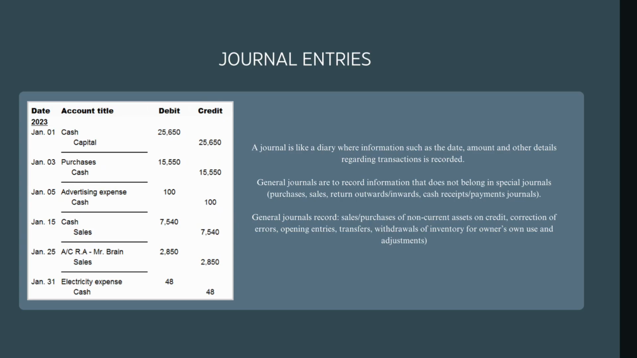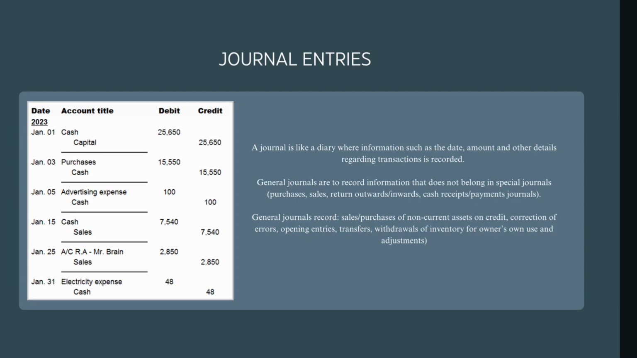So if we look at the journal entry format, firstly, at the left hand side is the date, and next to it is the account title, and then the debit, which is on the left hand side, and credit, which is on the most right hand side. The debit always comes before the credit.